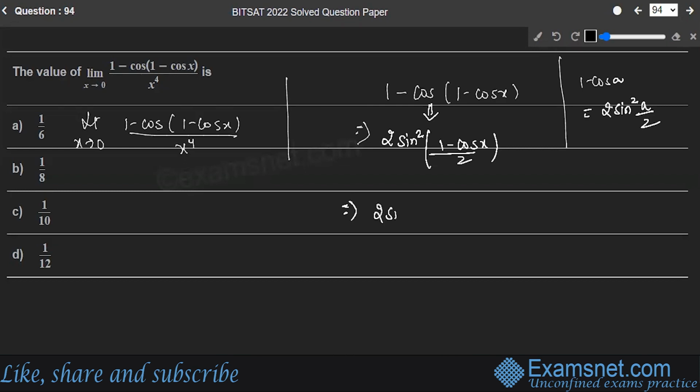Or this is 2 sine square. Now 1 minus cos x upon 2. This again is equal to sine square x by 2. Hope you got till here. Now let's get back. Let's fill in this one.